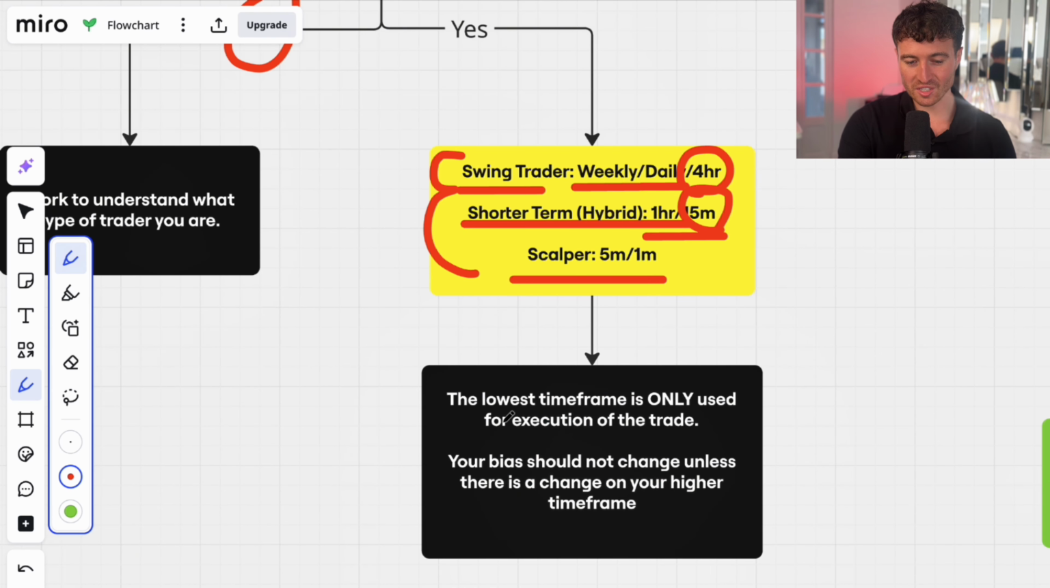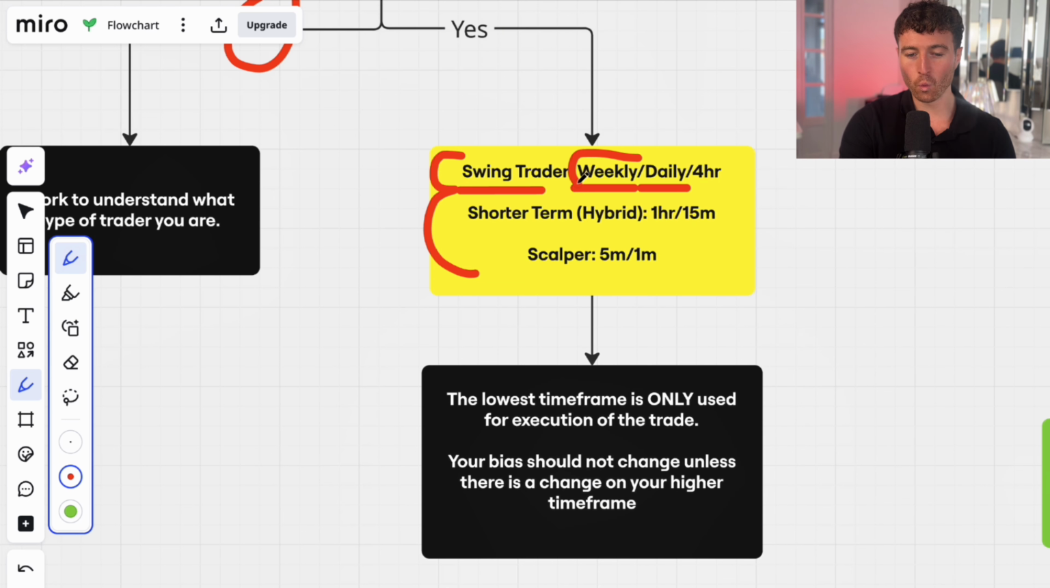Please note the lowest time frame is only used for execution of the trade, and your bias should not change unless there is a change on your higher time frame. So for example, let's say you are a swing trader, you're analyzing on the weekly and daily. Your higher time frame would be the weekly time frame, and therefore you would need to see a change on the weekly time frame in order to invalidate your bias.